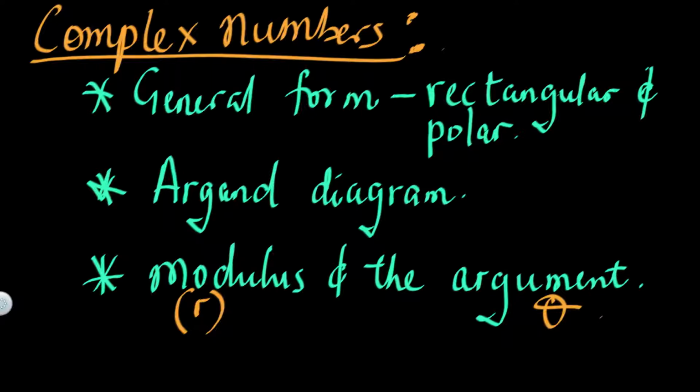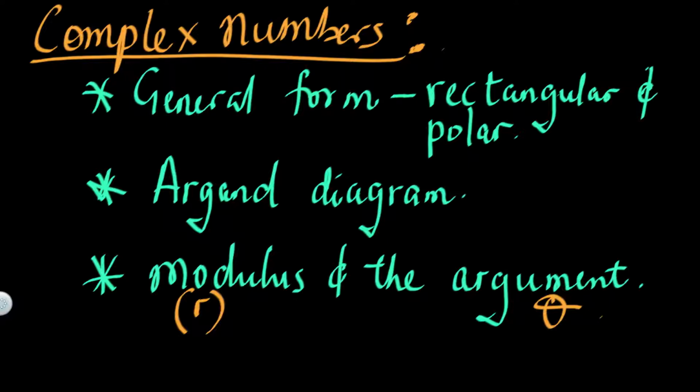This video is going to be a brief introduction to complex numbers. I'm going to explain to you the general form of a complex number, both the rectangular and the polar form. And I'm going to explain the Argand diagram and how you draw the Argand diagram, and also the modulus and the argument of a complex number. The modulus is represented by R, and the argument we can represent by theta, which is an angle, by the way. So the argument is actually an angle, and the modulus is a number, which is the size of something.